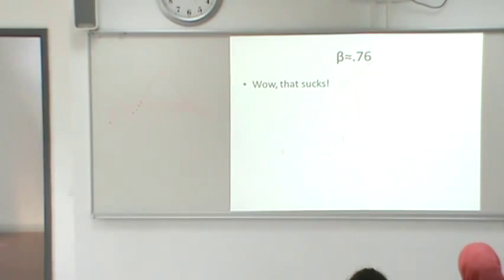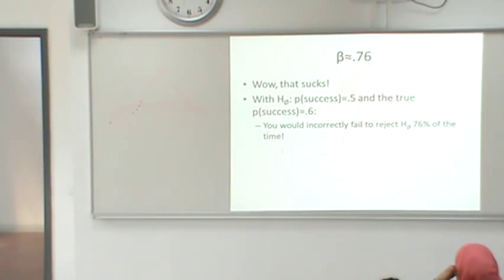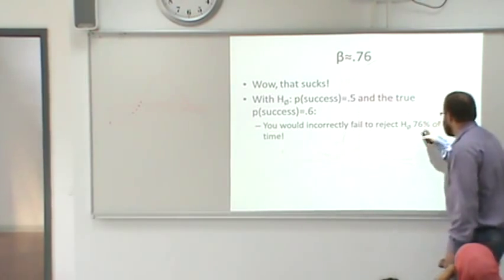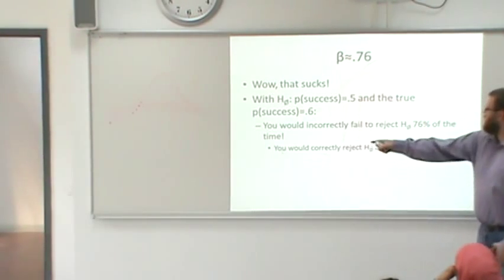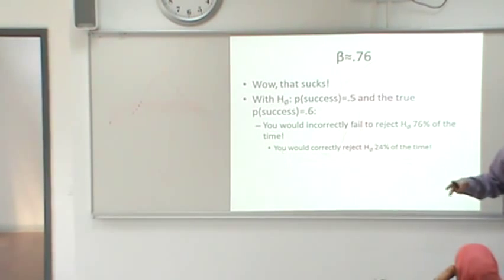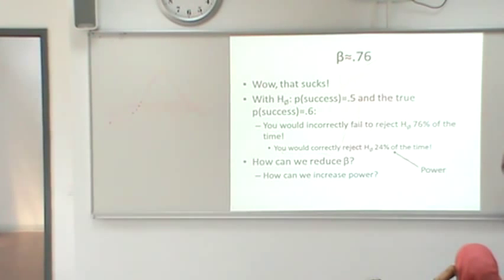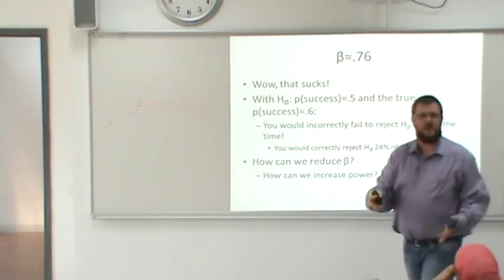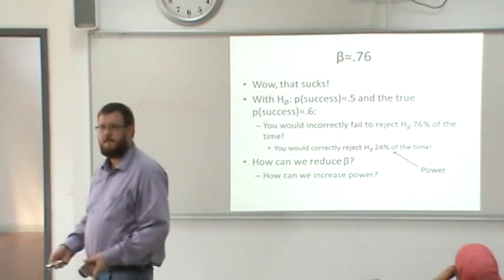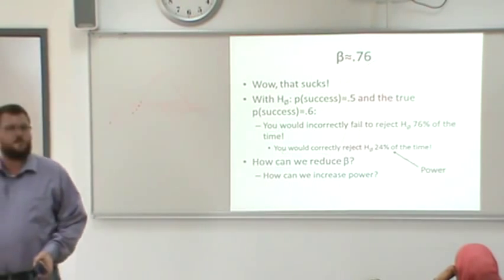Wow! That means that we're missing it a lot, right? 3 out of 4 times, we're missing it. So this isn't good. We're incorrectly failing to reject 76% of the time, that's related to beta, and we would correctly reject the null hypothesis only about 1/4 of the time, right? This is related to the power. So the question now is, how can we reduce beta? Or, since they're complementary, how can we increase power? Does anyone have ideas about how we can do those?